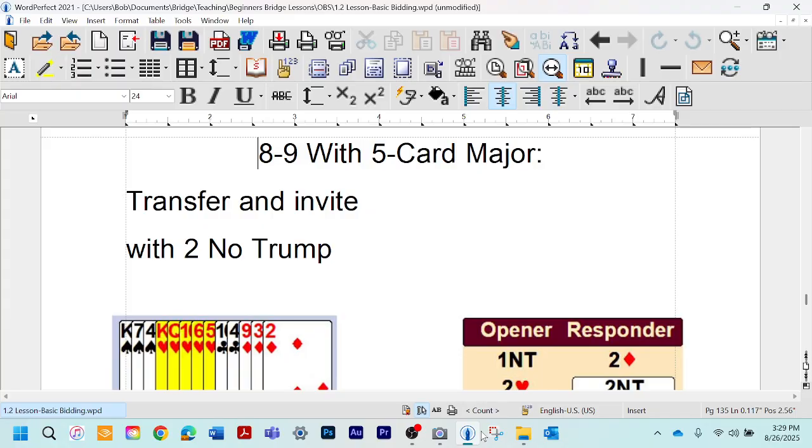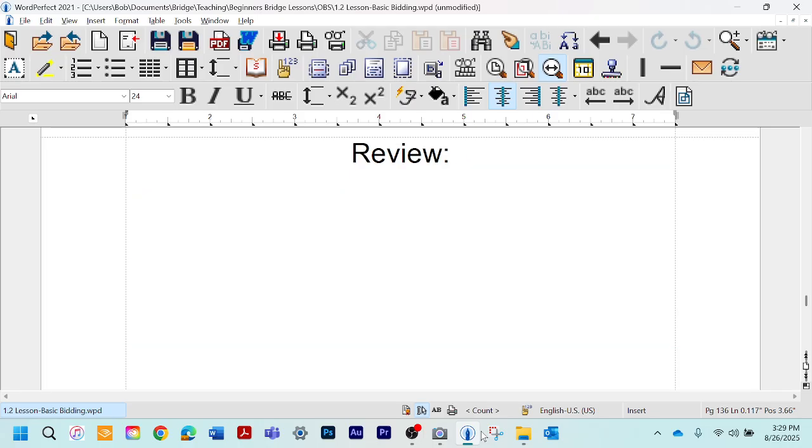8 to 9 with a 5-card major. Well, there are 2 questions here. Where are we going to end up? And how many are we going to end up in? So you don't know the answers to those, but you can tell your partner what you've got. So he opens 1 no trump, you bid 2 diamonds, which is a transfer to hearts, one below it. So he bids the 2 hearts, and then you bid 2 no trump. And that says, partner, I have 5 hearts, and I have 8 to 9 points. And then he will make the decision. Bid hearts, pass, or go to game.